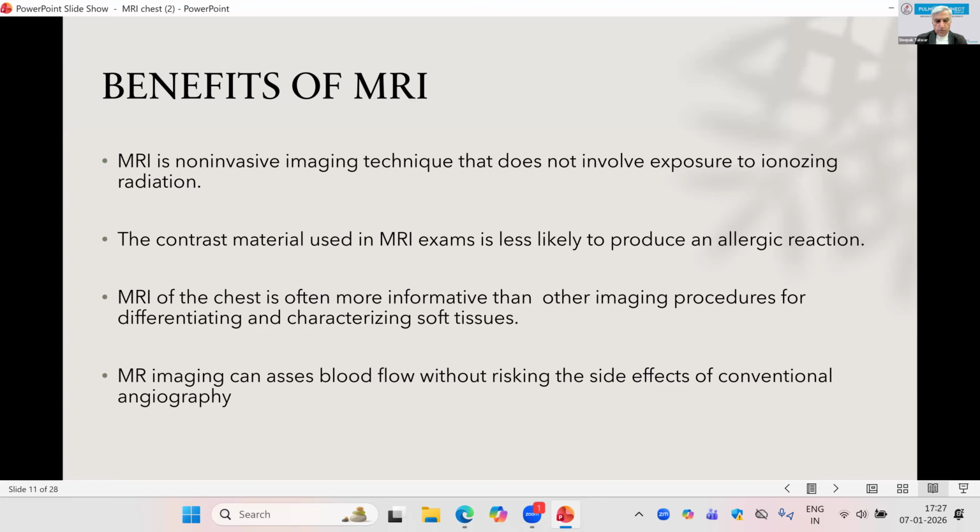So what's the benefit? It's a non-invasive imaging technique that does not involve exposure to ionizing radiation. The contrast material used in MRI exams is very unlikely to produce an allergic reaction. And MRI of the chest is often more informative than other imaging procedures. MRI can also assess blood flow, as in MR angiography, to give you a conventional idea about a lung lesion, maybe in sequestration of the lung itself.